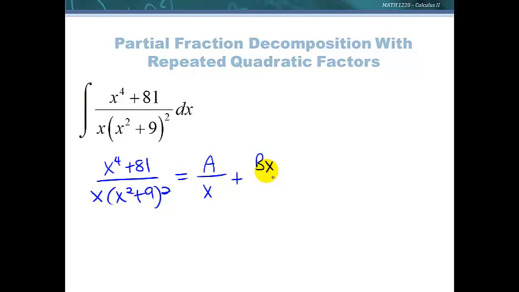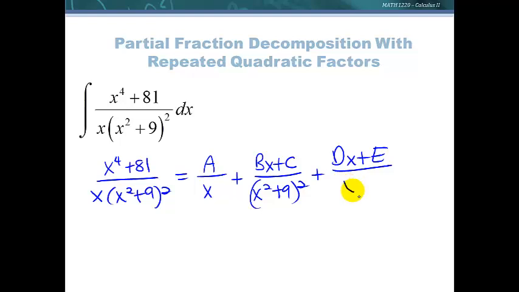We would have a bx plus c for the (x squared plus 9) squared, and we would have a dx plus e for an x squared plus 9. We could then work this out by clearing it of fractions, but we're going to have 5 unknowns, a, b, c, d, and e. So often on these we would go to some kind of technology to help us solve it. It's doable, just would be large to do.